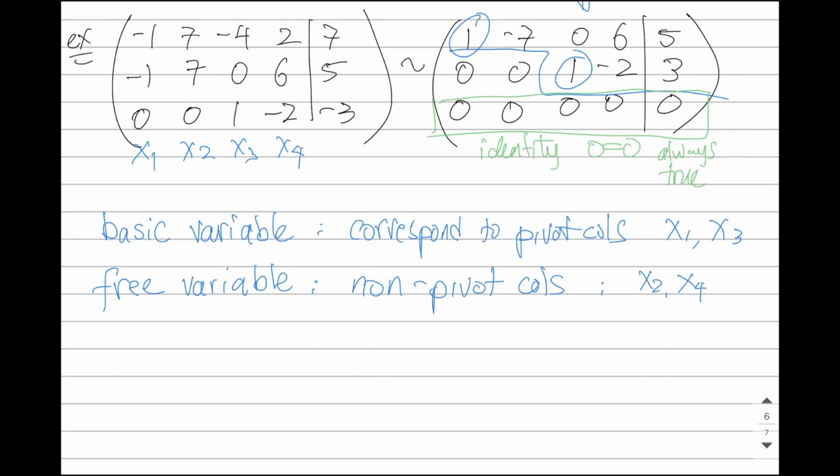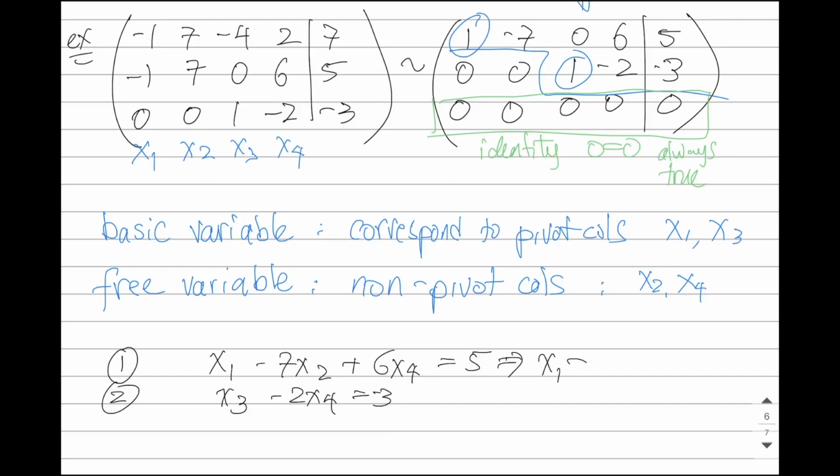Well, why do they call them these things? The reason is how you should interpret the solutions. From row 1, I'm seeing that x1 minus 7x2 plus 6x4 is equal to 5. And from row 2, I have x3 minus 2x4 is negative 3. If you have a basic variable, it's only going to appear once. Remember, a reduced row echelon form has zeros above and below. So that's the only time you will ever see that variable. That's why it's called basic. So I'll have x1 is equal to 7x2 minus 6x4 plus 5. x3 is 2x4 minus 3.